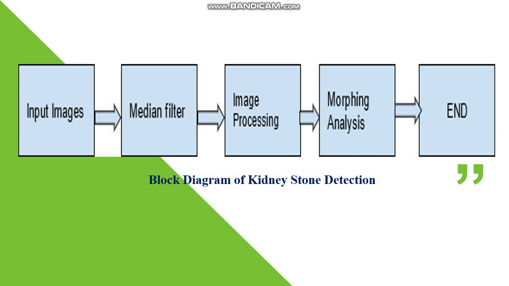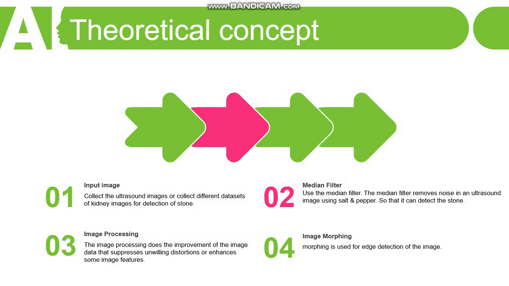The third stage is image processing. Image processing improves the image data that suppresses unwanted distortion or enhances some image features. Going towards the last stage, that is image morphing. Morphing is used for the edge detection of the image. So this is our block diagram explanation, and this is the theoretical concept about the block diagram. Let's move to the next slide.